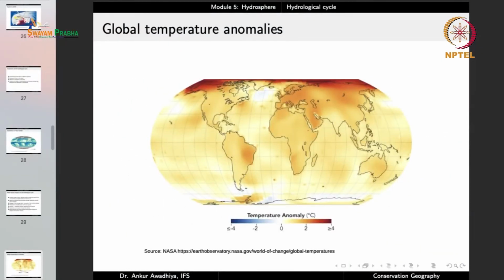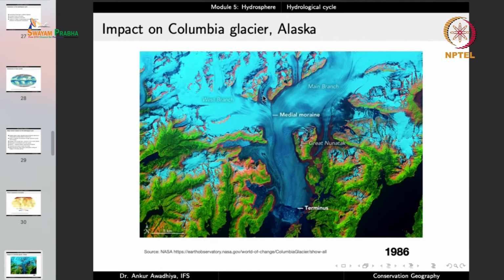So if we look at the global temperature anomalies, we find that here the yellows and the reds represent an increase in temperature and blues represent a decrease in temperature. And if you look at the world map, we'll find that roughly every place is now yellow or red, except say a few patches here or a few patches here. Roughly all of the world is now heating up. Now, what kinds of impacts is it having?